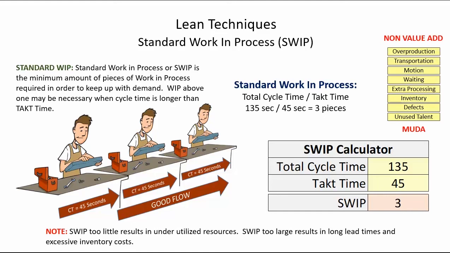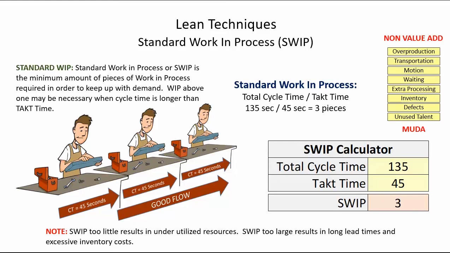We do, however, need enough WIP inventory to produce to our customer's need. Standard work in process is a calculation that determines the minimum pieces of work in process needed to keep up with demand. It can be calculated by dividing the total cycle time by the takt time. As an example, if the total cycle time is 135 seconds and the takt time is 45 seconds, the process will need 3 pieces of work in process in order to keep up with demand. 135 divided by 45 is 3 pieces of WIP.